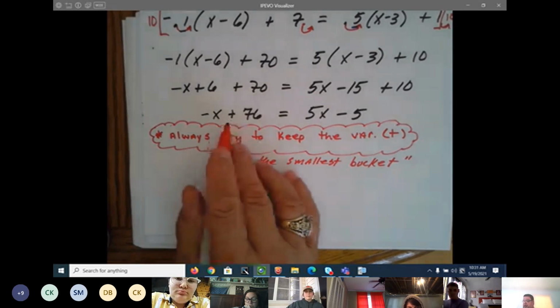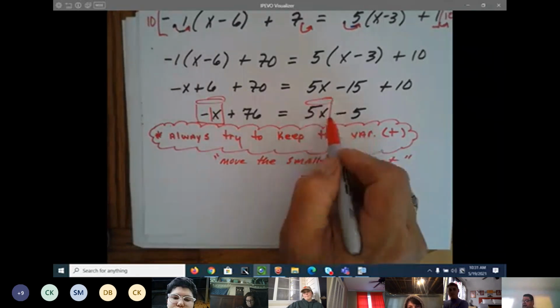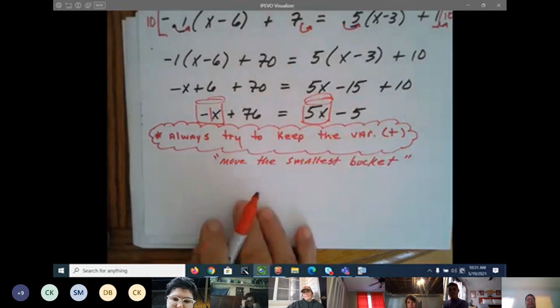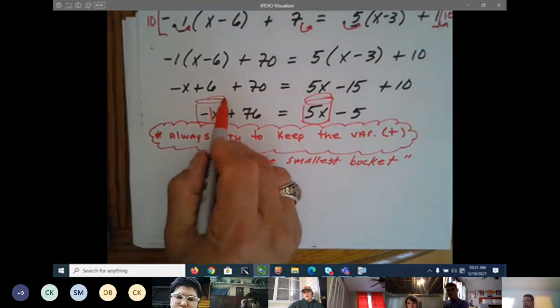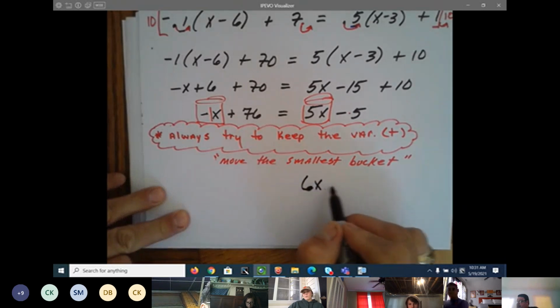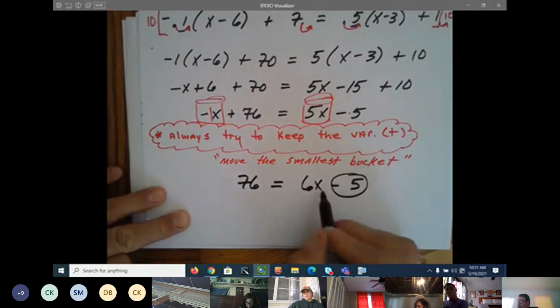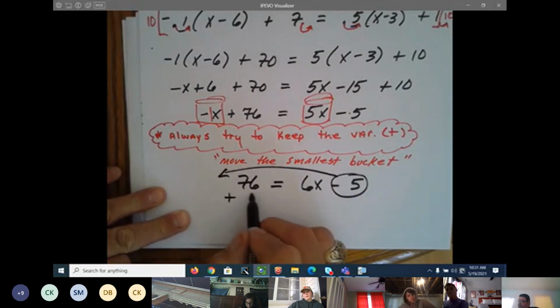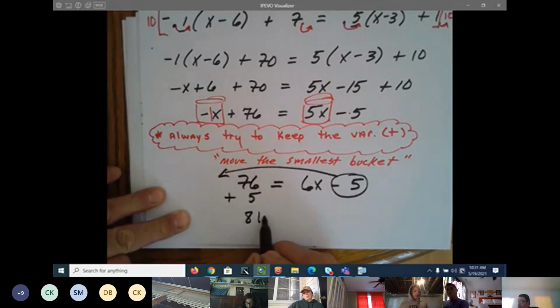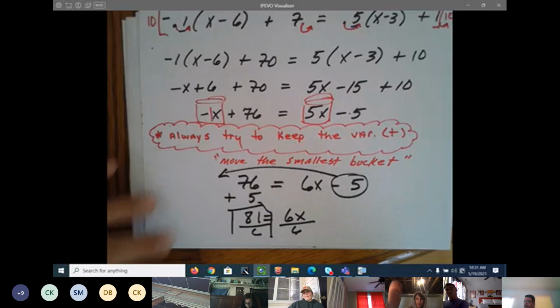Which one's the smallest bucket? Negative 1x or positive 5x? Which one's the smallest bucket? Negative. So you're going to move the negative x across the river. And when you move the negative x across the river, you get 6x minus 5 is equal to 76. Take the 5 across the river. 81 is equal to 6x. And x is equal to 81 over 6.